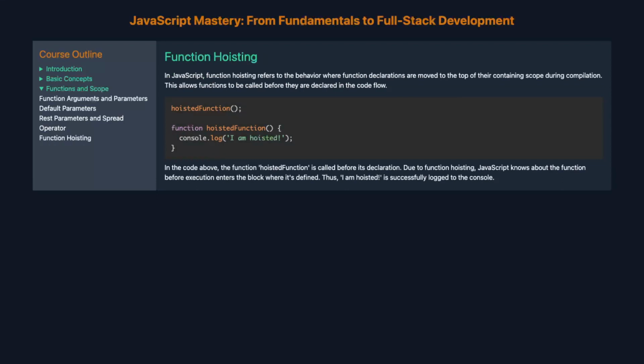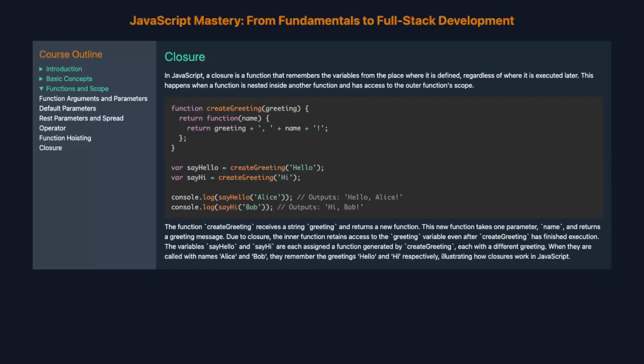This allows functions to be called before they are declared in the code flow. In the code above, the function hoistedFunction is called before its declaration. Due to function hoisting, JavaScript knows about the function before execution enters the block where it's defined. Thus, "I am hoisted" is successfully logged to the console.